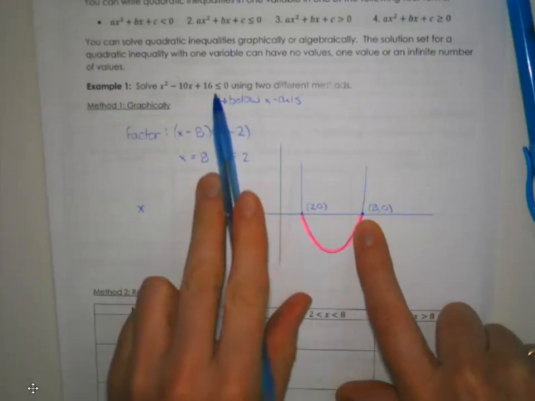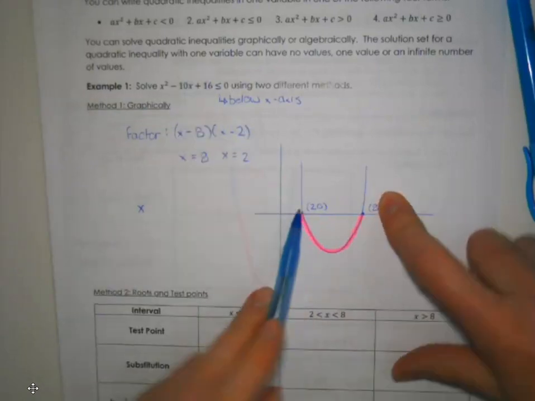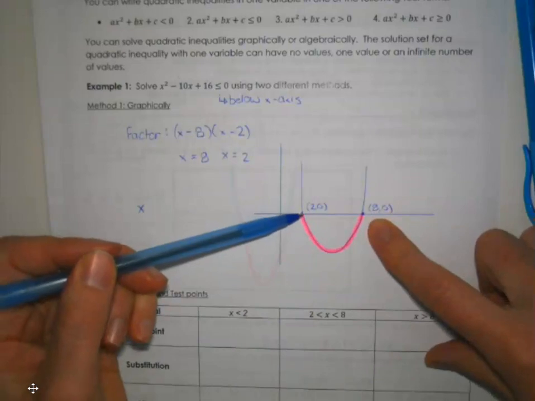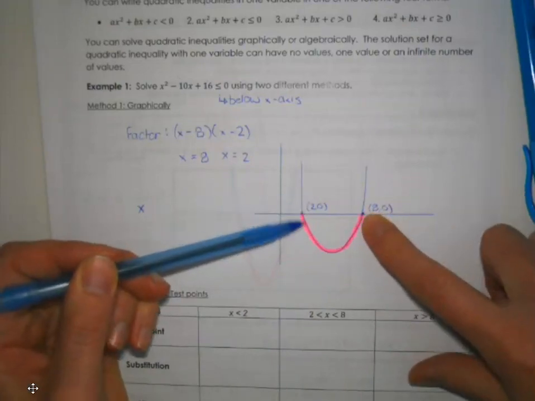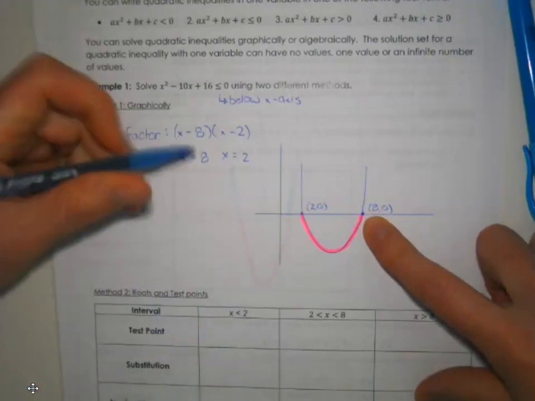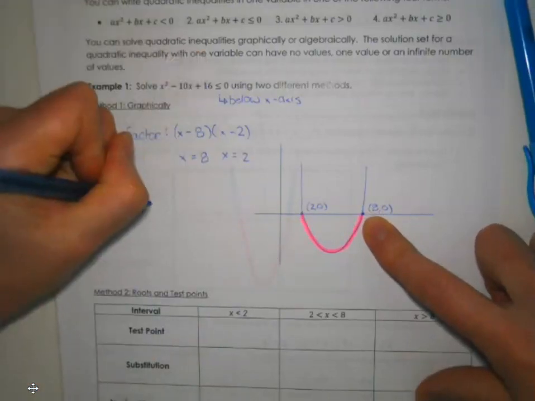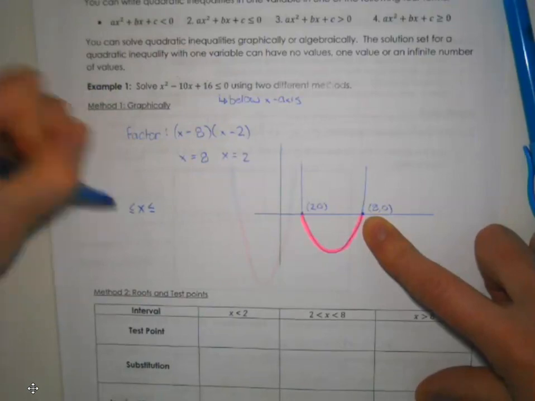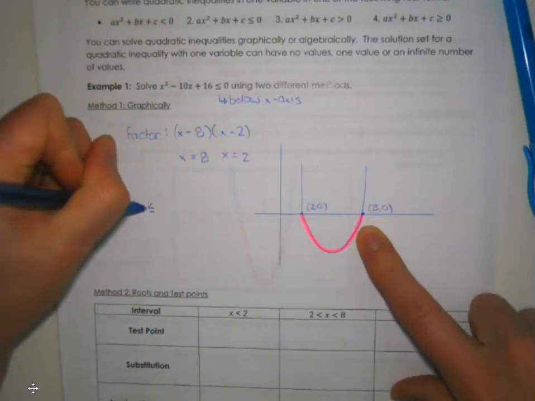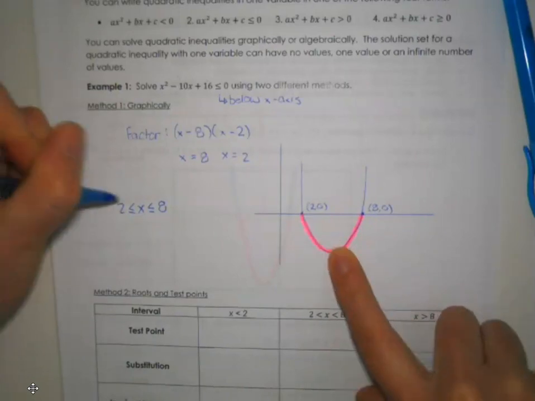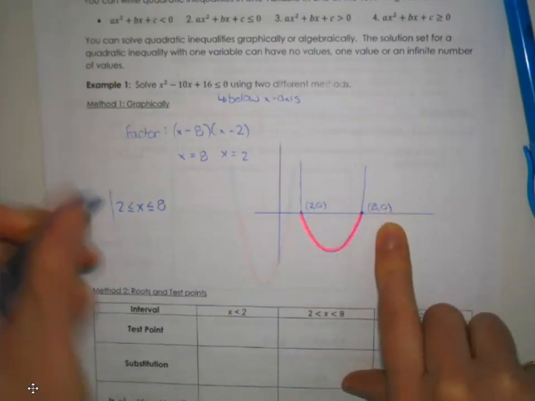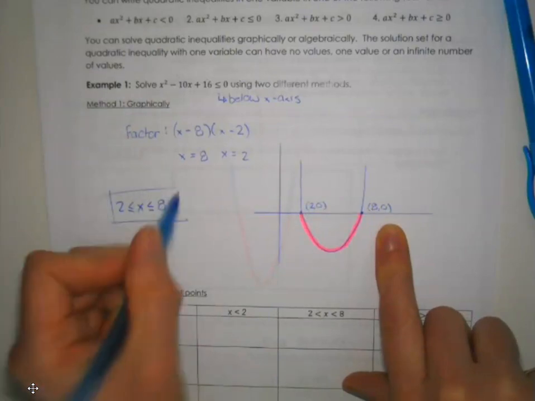Otherwise, if it would have been above the x-axis, we would have been looking for x values that were less than 2 or greater than 8. But because we're looking for between, and it's also greater than or equal to, x has to be less than or equal to 8 and greater than or equal to 2 to fall between these ranges. So that would be our solution right there.